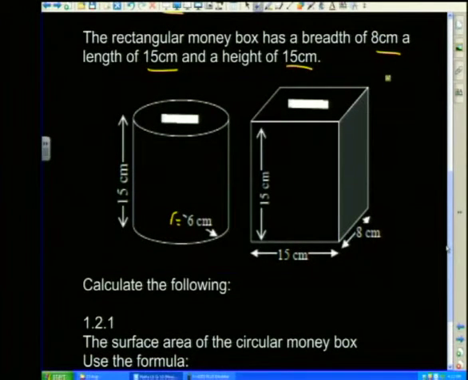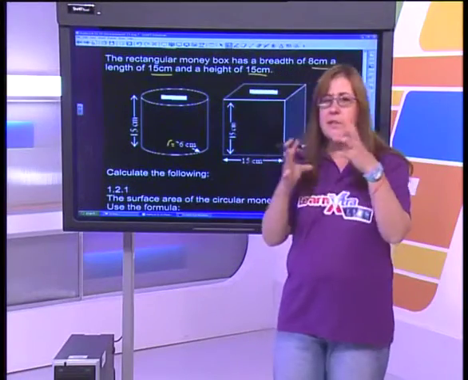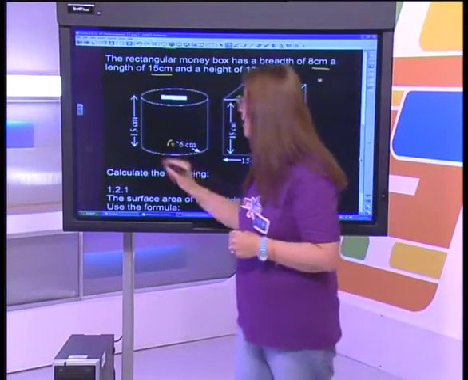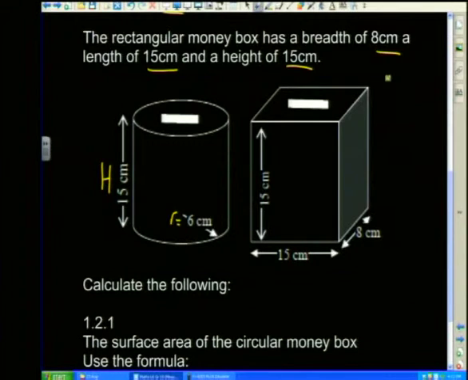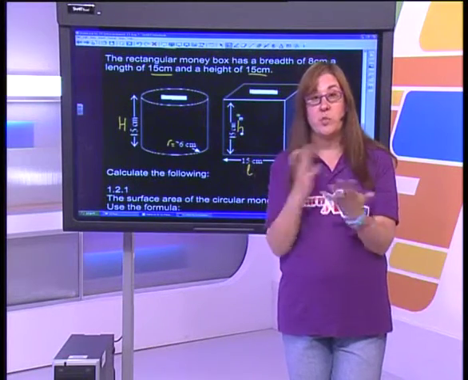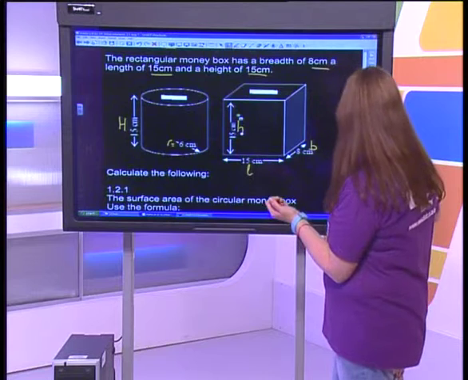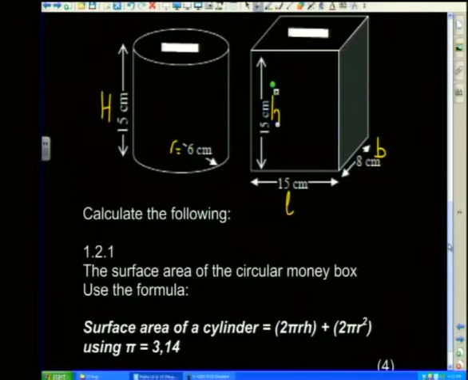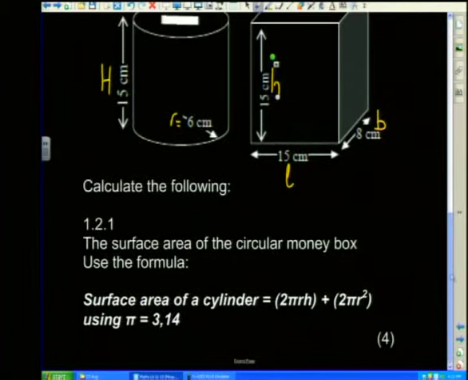We have. Now I also like to add my L's and B's to actually help me. So that's my height, I've got my radius, and then here I'm going to say, okay, this is my breadth, this is my length, and that is my height. Just makes it a little bit easier for me to substitute in the values once I've got a formula.